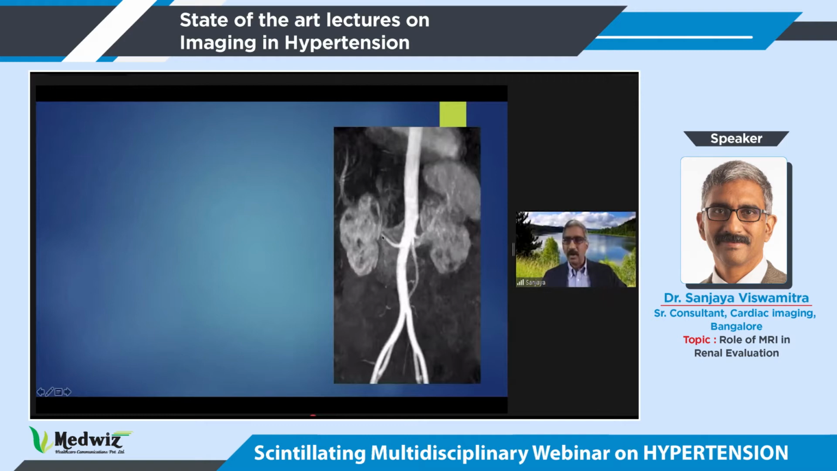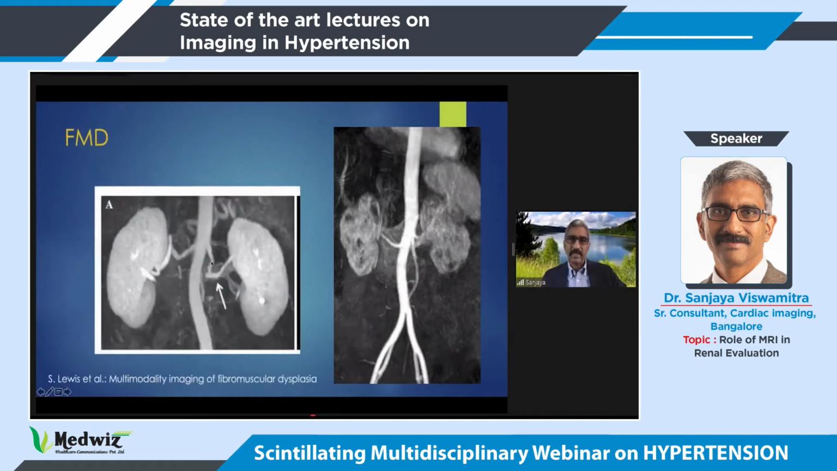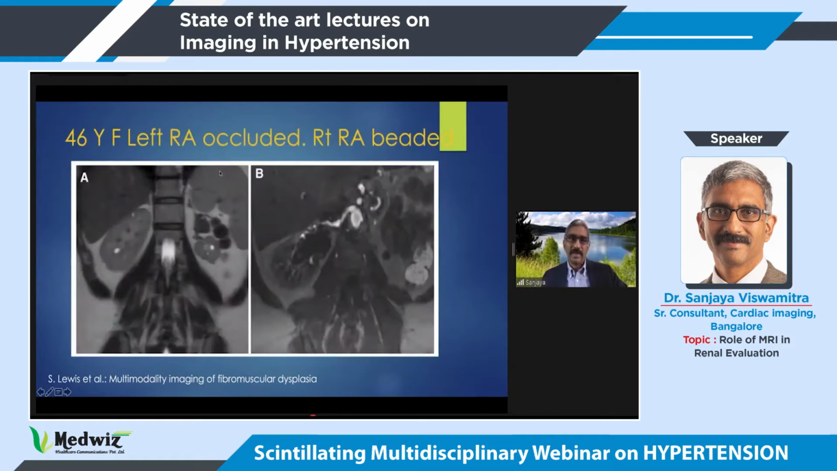This is an example of a normal patient with a 3D angiogram. And this is a different patient where you can see the beaded appearance that has already been shown by other speakers, of the left renal artery in a patient who's got fibromuscular dysplasia. So we can evaluate FMD as well.